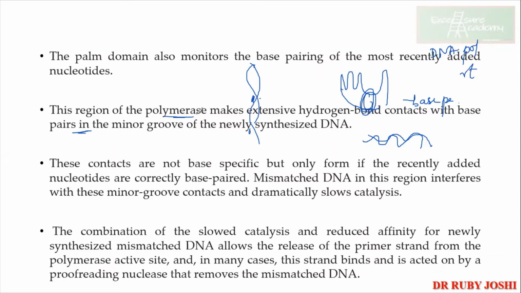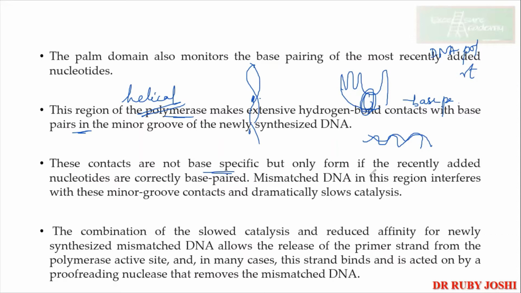ठीक है. Now ये भी किस लिए? Because it needs to have a proper helical structure. Otherwise, what will happen? The DNA is losing its property. Okay. So these contacts are not base specific. यहाँ पे हमें किसी sequence की जरूरत नहीं है. It can be random. Okay.